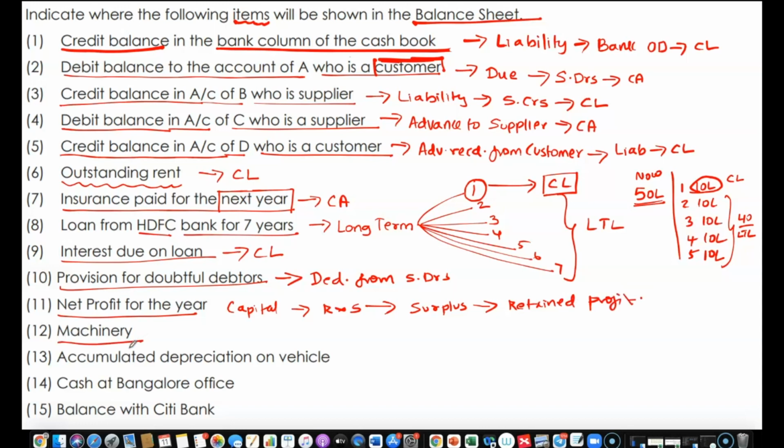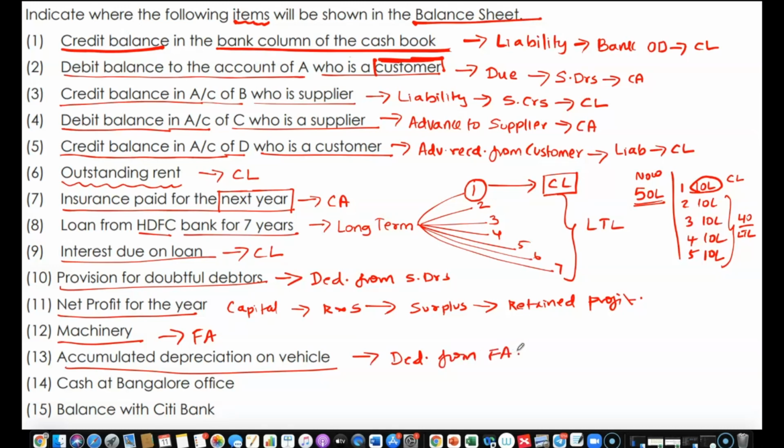Next one, machinery. Machinery generally is a fixed asset. But if you are into the business of buying and selling machinery, then that will become your current asset. Okay, so it basically depends on what kind of business you are into. Next one, accumulated depreciation on vehicle. See, this accumulated depreciation basically reduces the value of the fixed asset. So this will be shown as deduction from respective fixed asset.